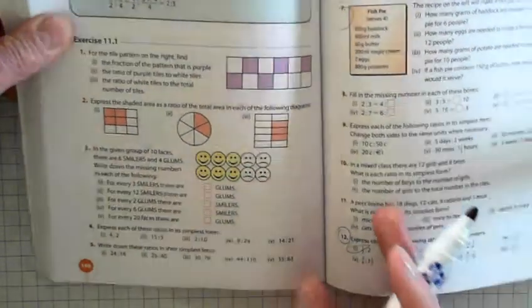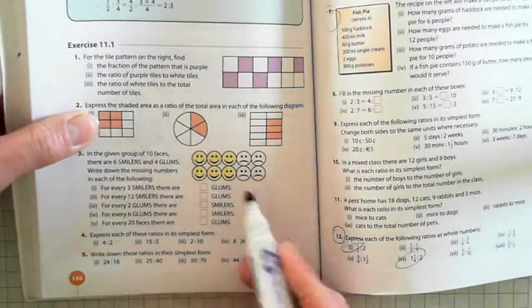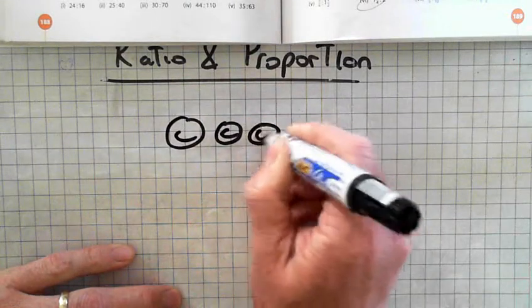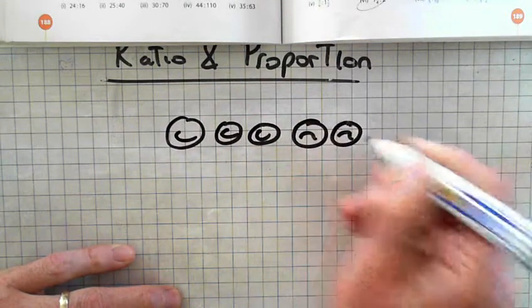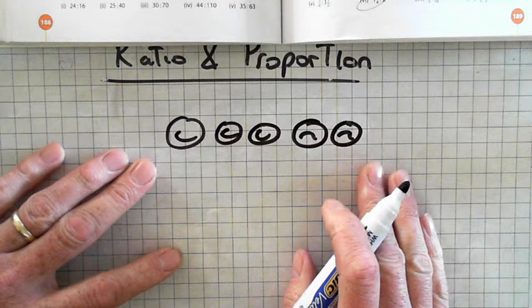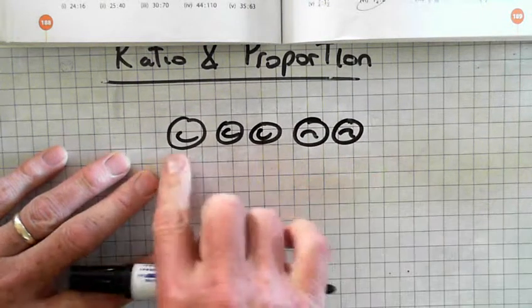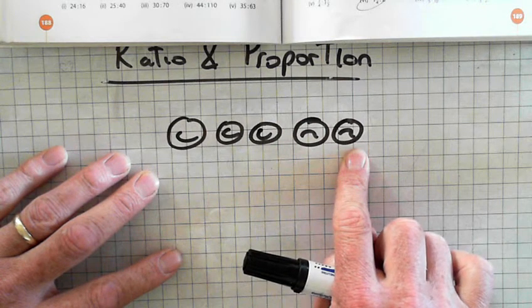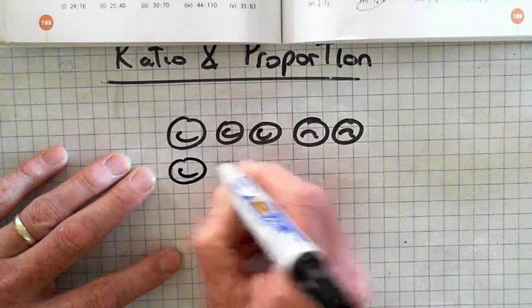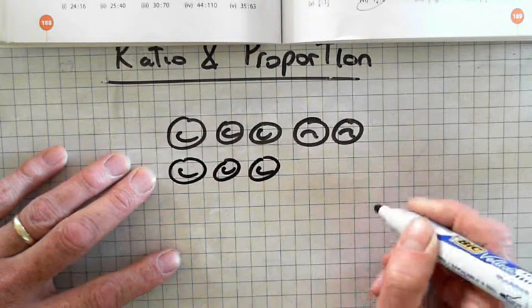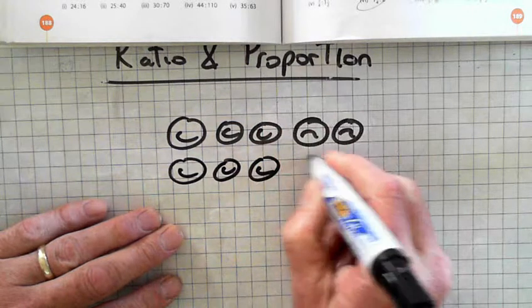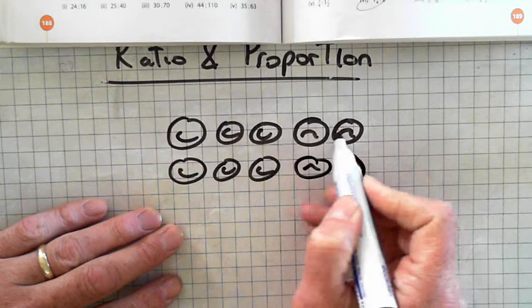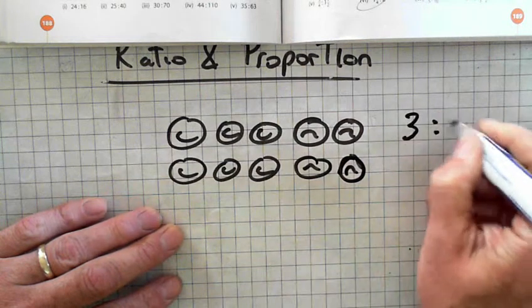Alright. So here's the smiley faces and the glums. So smiley, smiley, smiley, glum and glum. So first, for every 3 smilers, I have 2 glums. So watch. This is where ratio kicks in. So for every 6 smilers, I have 4 glums. What's the ratio? 3 is to 2.